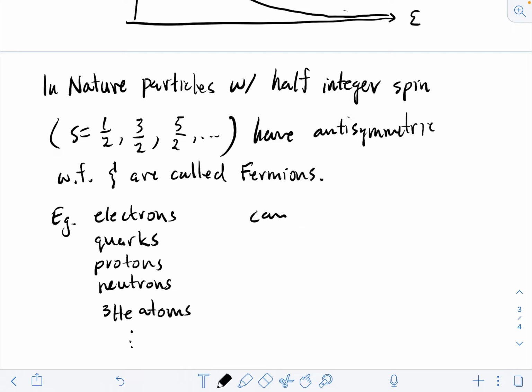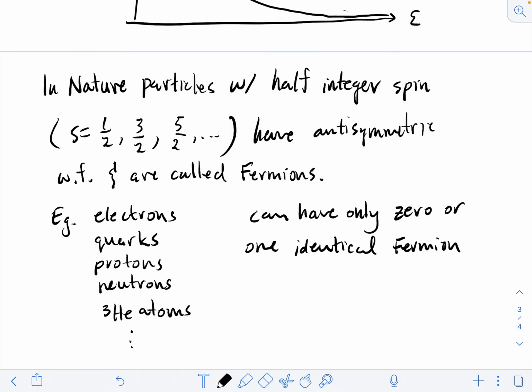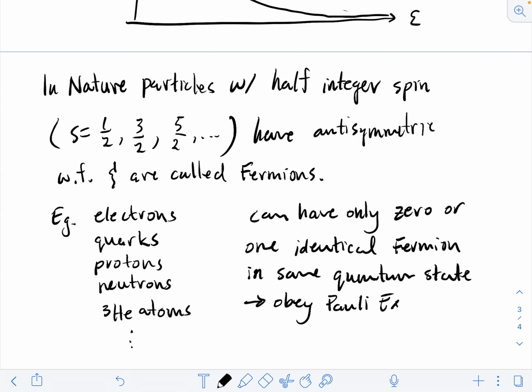Okay, so we can have only 0 or 1 identical fermion in the same quantum state. That is, our system must obey the Pauli exclusion principle that we just talked about.